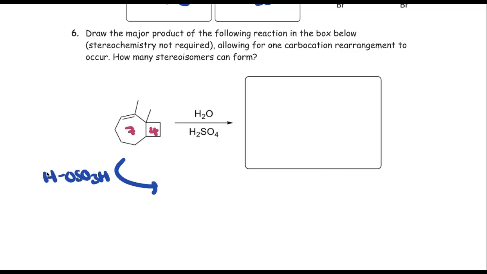if you went and drew out a mechanism for this, you will end up seeing that you end up with this. So you have a positive charge here. I'm actually going to number just to make life easier. 1, 2, 3, 4, 5, 6, 7, 8, 9. Notice that I didn't number all the carbons.